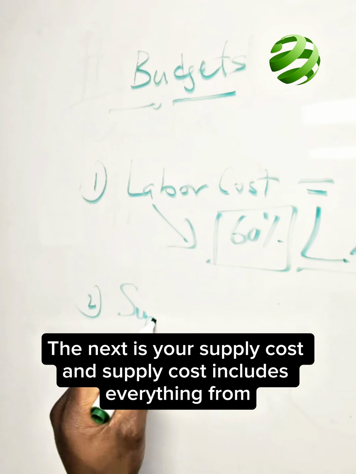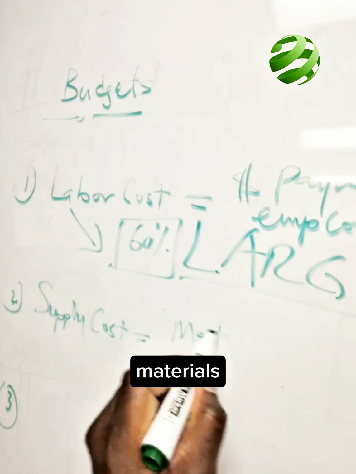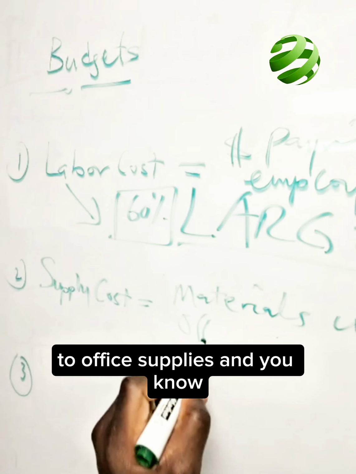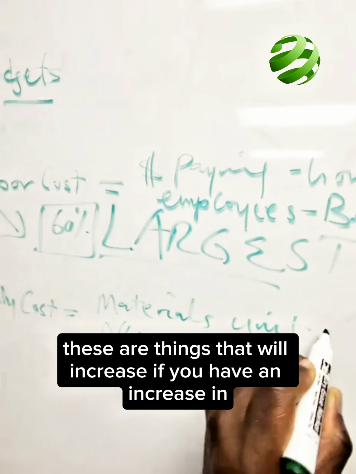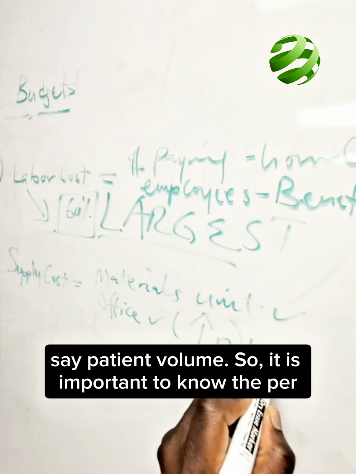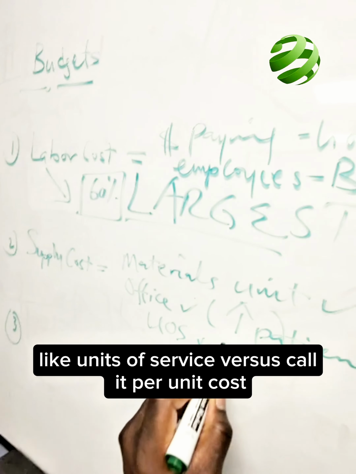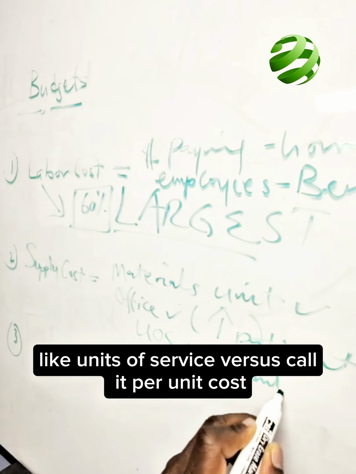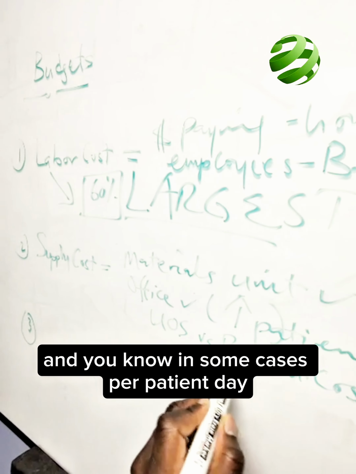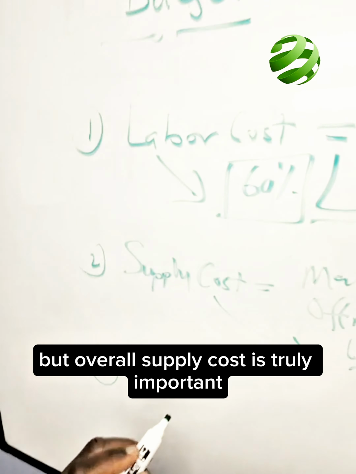The next is your supply cost. And supply cost includes everything from materials used on the unit to office supplies. And, you know, these are things that will increase if you have an increase in, say, patient volume. So it is important to note the units of service versus, call it, per unit cost. And, you know, in some cases, per patient day. There are different ways to look at it, but overall supply cost is truly important.